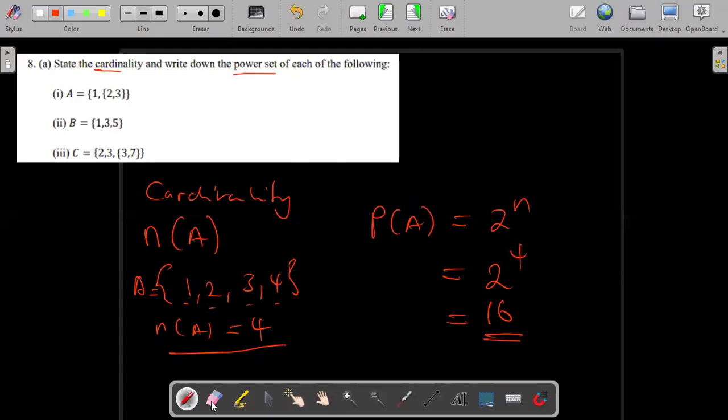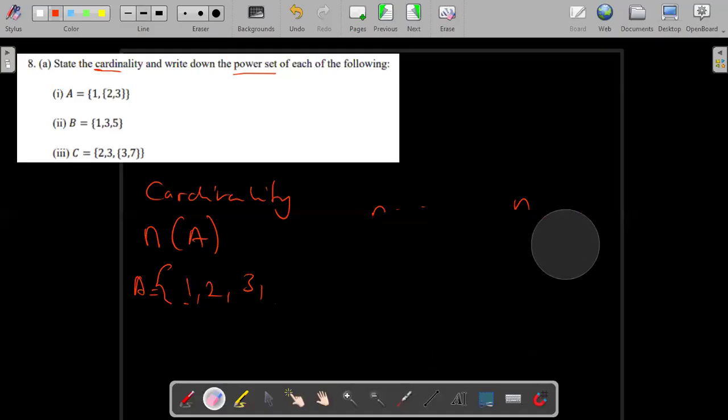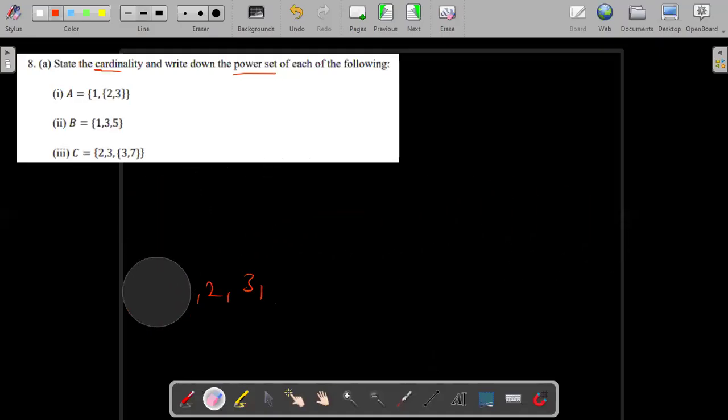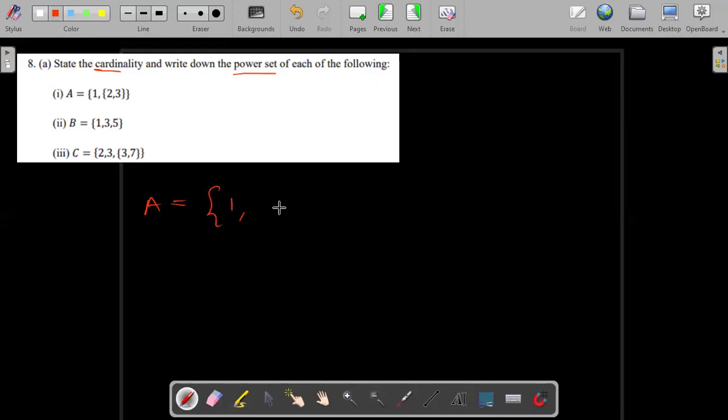Now let's do the ones given in the question. I have A, and A is equal to the set containing 1 there, and the set {2, 3}, and it closes. So the set A has 2 elements: the element 1 here and this set here.